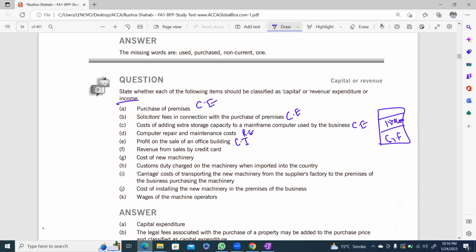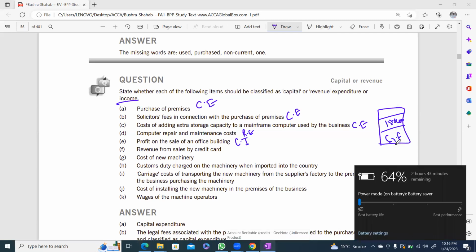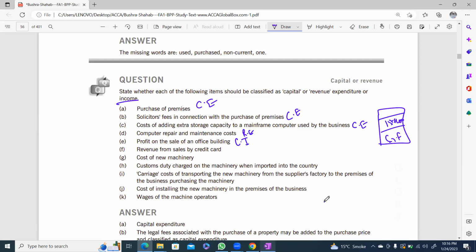Revenue from sales by credit card. This is a part of your trading operation. Yeah, it's revenue income. Then cost of new machinery. Miss, capital expenditure. Yeah.